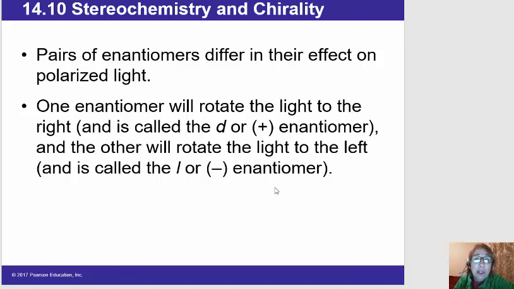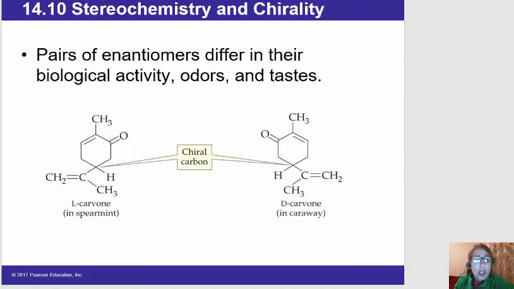You have to do this experimentally. You have to have this particular instrument to figure out which enantiomer is which. So when we look on paper, we look at the structure here, our two enantiomers. It's really difficult to determine which is which, but biological systems know the difference.